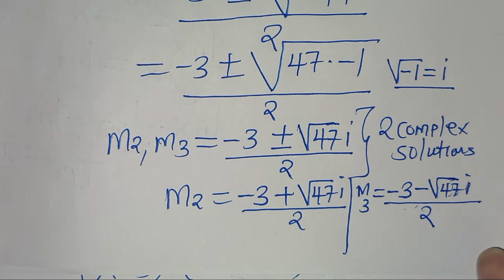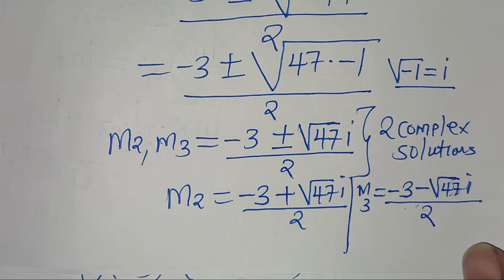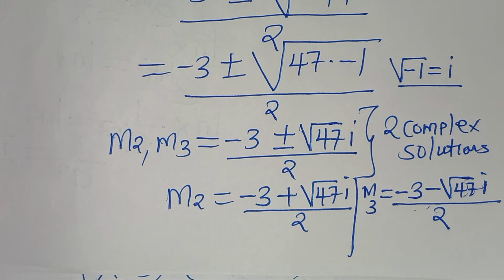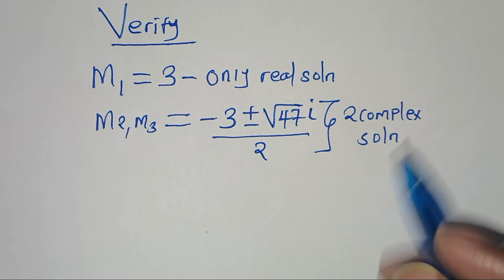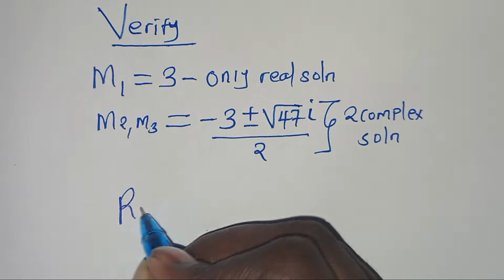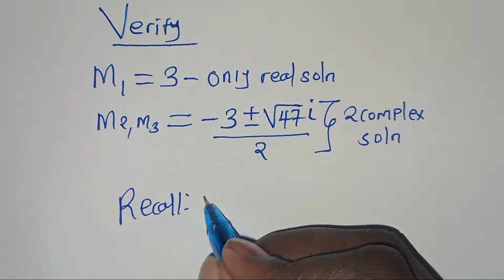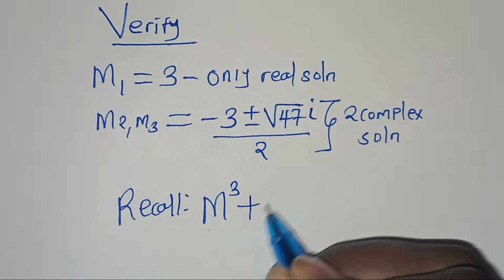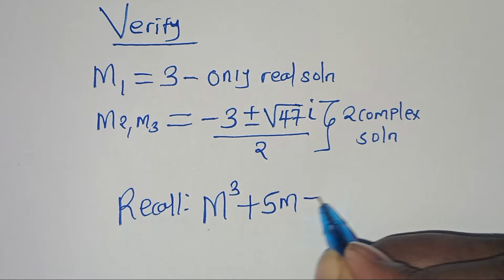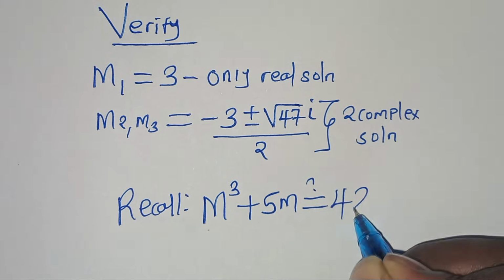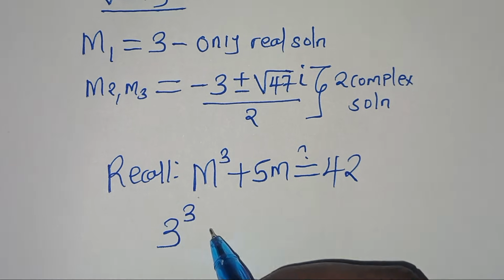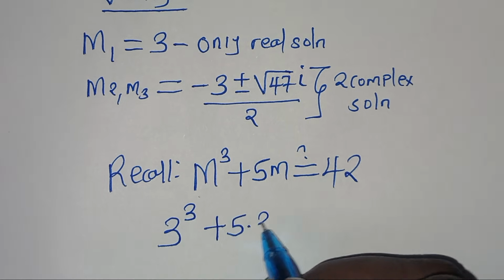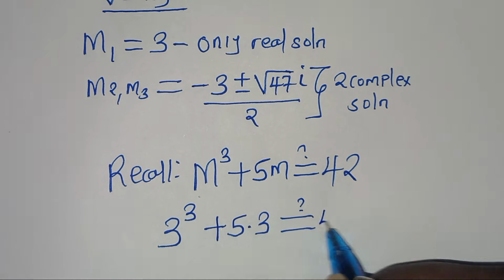Now the next step from here is to verify that the real solution here, which is m1, which is 3, satisfies the equation as follows. Now, if you recall, we have that m to the power of 3 plus 5 multiplied by m is supposed to give us a value of 42. Now we have m equal to 3, so we have 3 to the power of 3 plus 5 multiplied by 3. This should give us a value of 42.